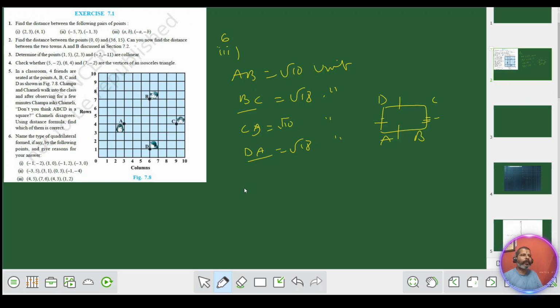A parallelogram. Therefore, the given points form a parallelogram. Remember, if opposite sides are equal, then the given points form a parallelogram. So, for the sixth question, third part, the given points form a parallelogram.